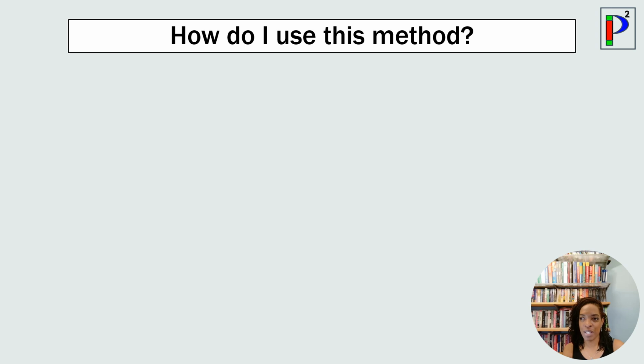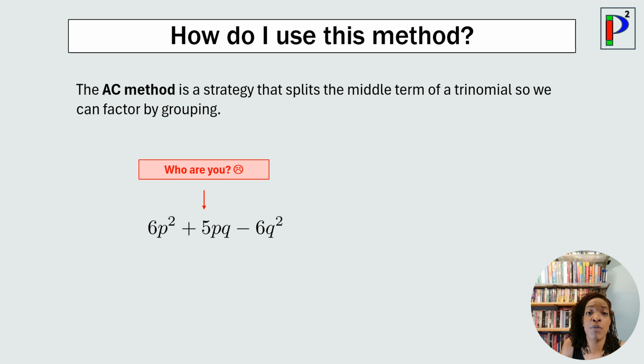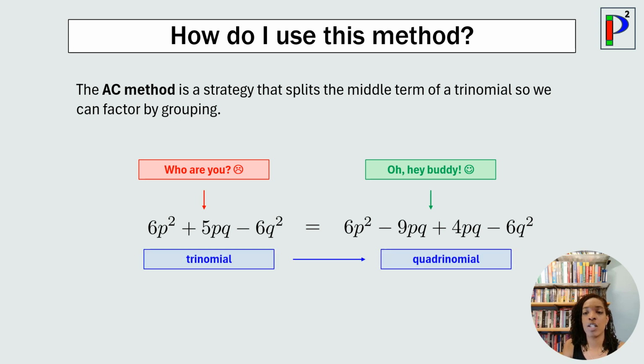Okay, so how do I use this method? So the strategy itself is simple. We can rewrite our trinomial with four terms, so we can factor by grouping. By splitting our middle term into two pieces, we basically make our trinomial into a quadrinomial. And then we can use some of the other methods that we know how to use.